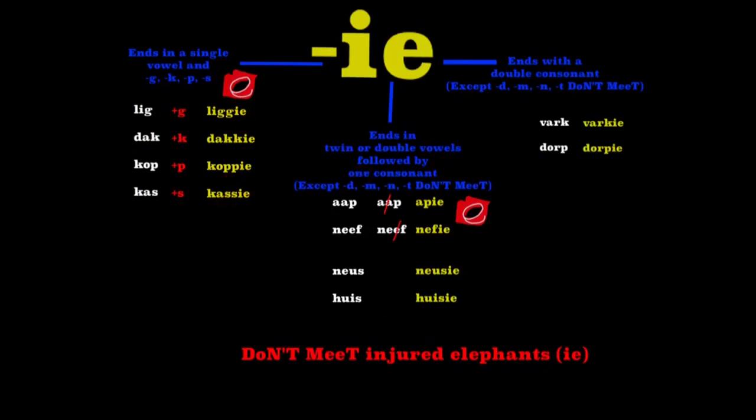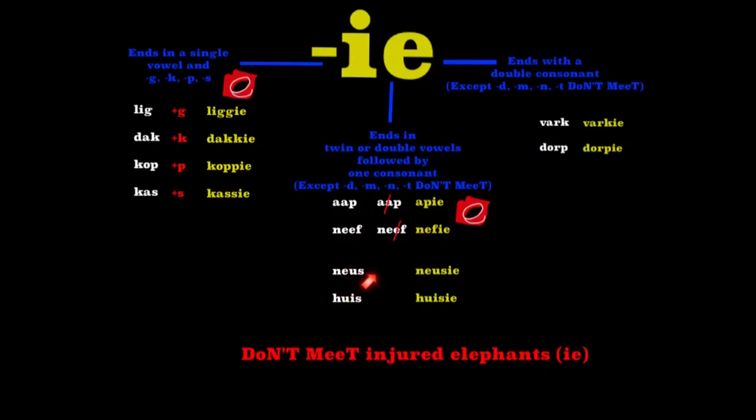For the second group that ends in twin or double vowels that are followed by one consonant, we end up with words like aap, neef, cousin or nephew, neus, nose, huis, and house. For the words that have the twin vowels, remember that one is scared of "e", so he hides behind the other and he runs away, and then when we add the "ie", we just have one vowel that's standing up to be kissed by this "ie". So aap becomes aapie and neef becomes neefie.